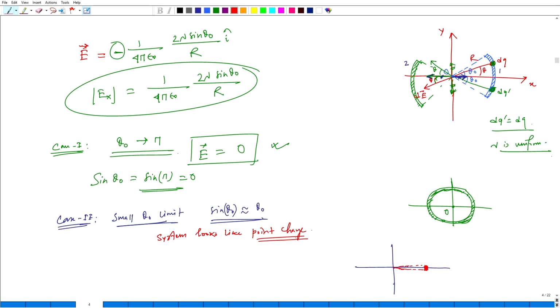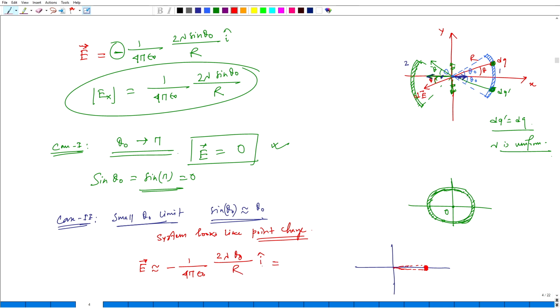Okay, and the electric field vector E becomes approximately 1 over 4 pi epsilon naught times 2 lambda sin theta naught divided by r, times I cap, okay.